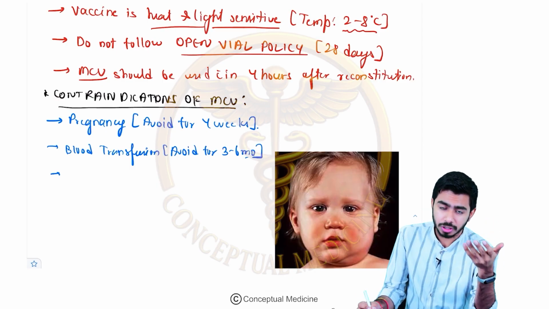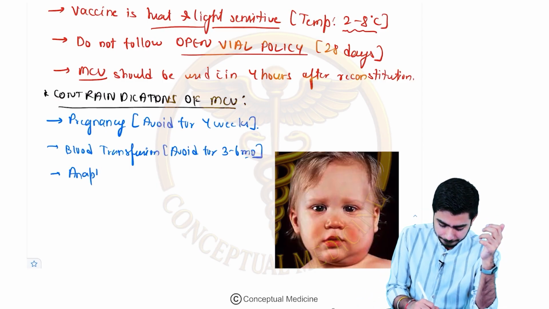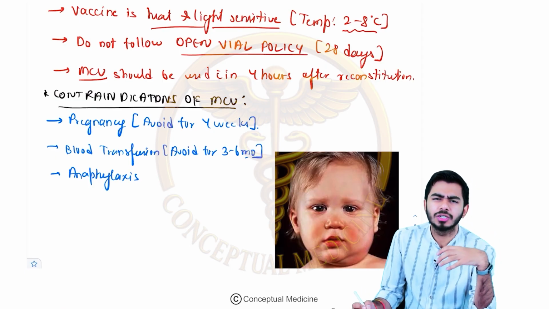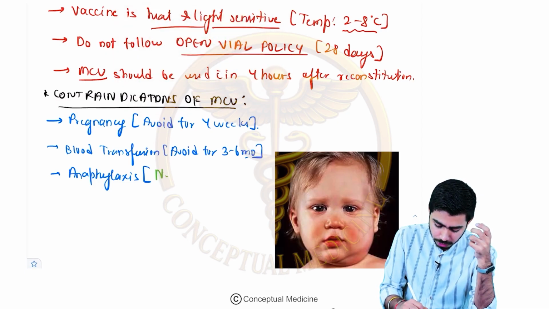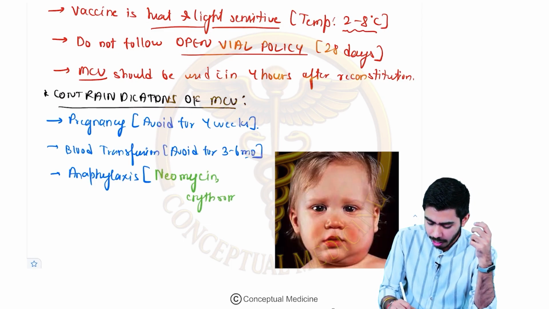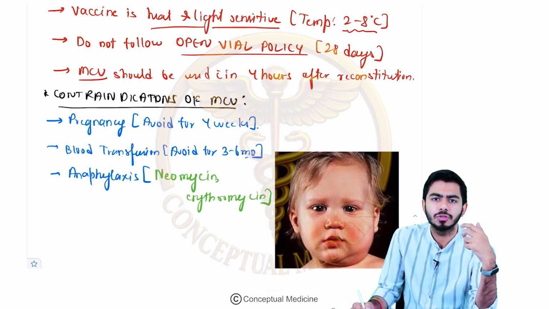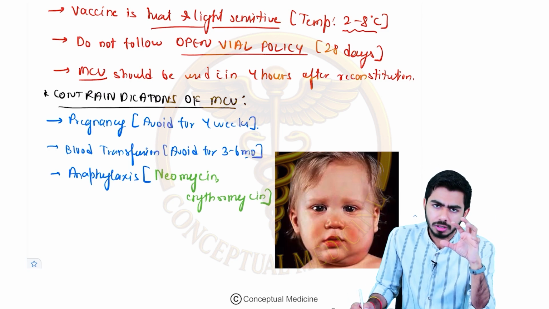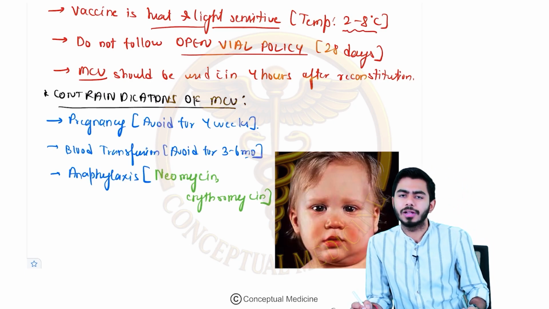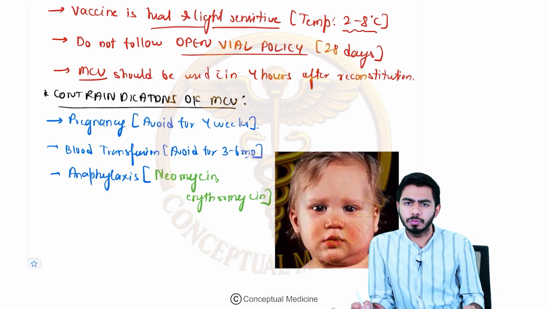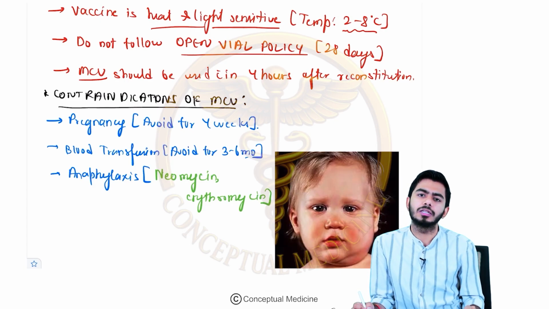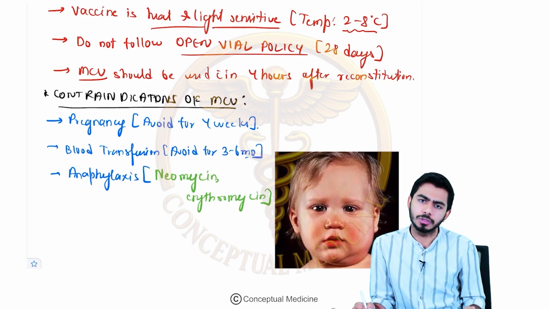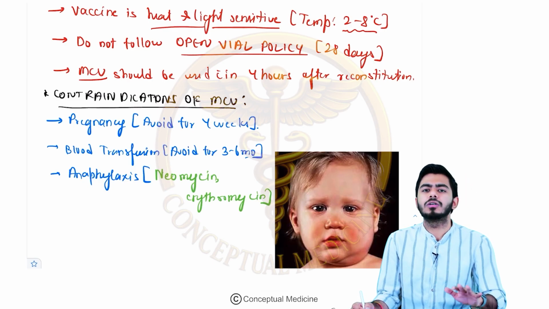Next point over here, patients showing anaphylaxis, showing allergy, for example to neomycin and erythromycin. Why did I mention these two only? Because neomycin and erythromycin are part of the measles containing vaccine. So we should not give this vaccine if the patient has anaphylaxis to neomycin or erythromycin, or the patient should not plan for pregnancy if she is female, and at the same time the patient should not get blood transfusion products for around 3 to 6 months for prophylaxis purposes. Now we are done with the measles, guys.